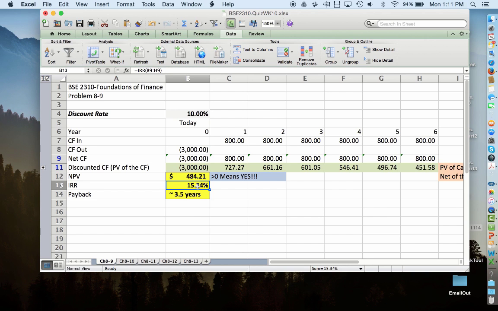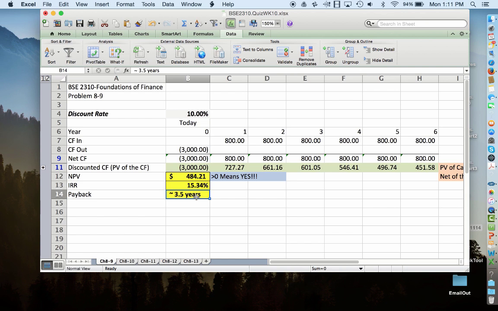And then the payback should also be using the net, or the undiscounted. In order to do the payback, we basically figure out at what year the project essentially breaks even. Okay, so this is a nice, simple illustration.